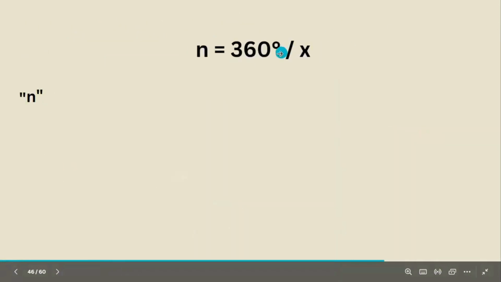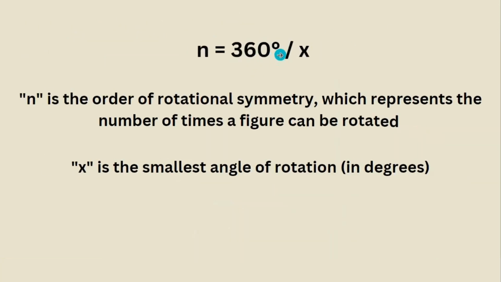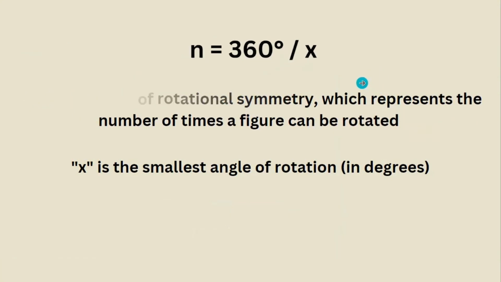So 360 degrees divided by 90 degrees equals 4. So square has order 4.